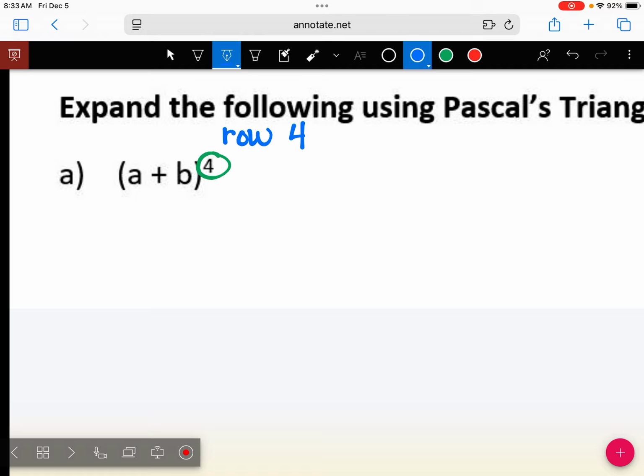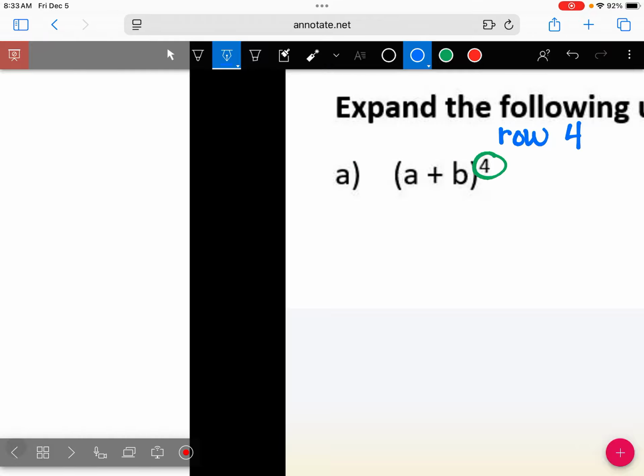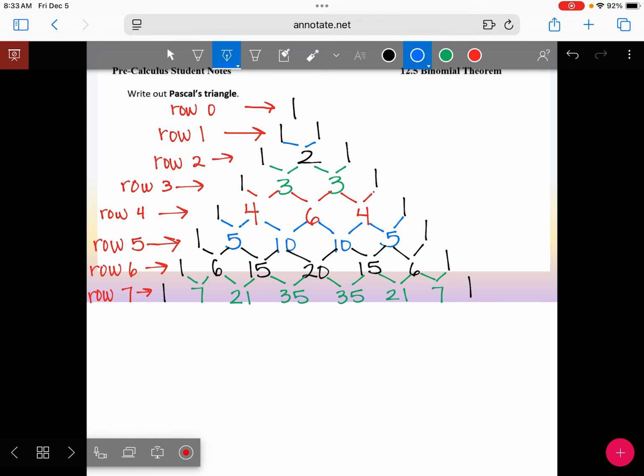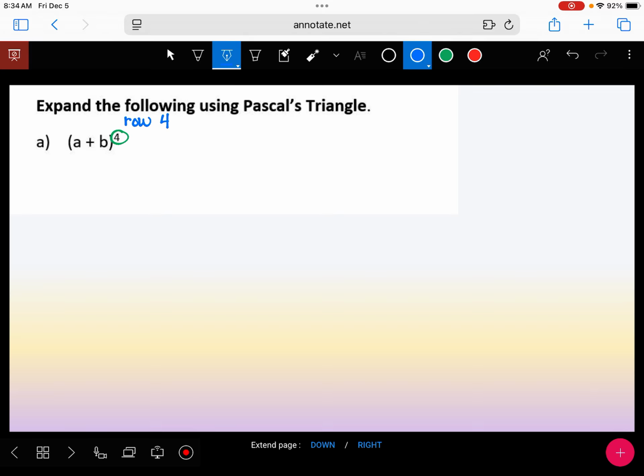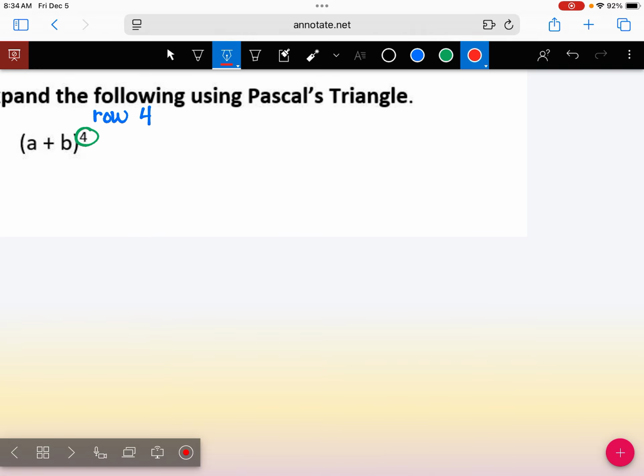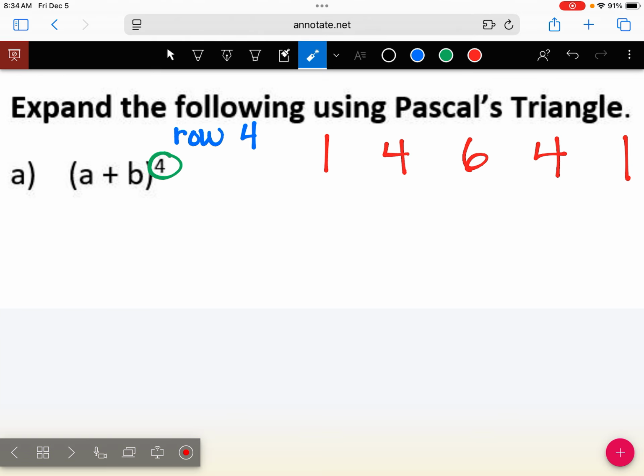So let me go to row 4. So row 4, the numbers are 1, 4, 6, 4, 1. So I'm just going to write those numbers because that's the row we're in. So what this tells me is that my final answer is going to have 5 terms. Okay. So what I want you to do, let's look at the first term because it's only for a binomial. So we can't use this for a trinomial. It can only be 2 things.